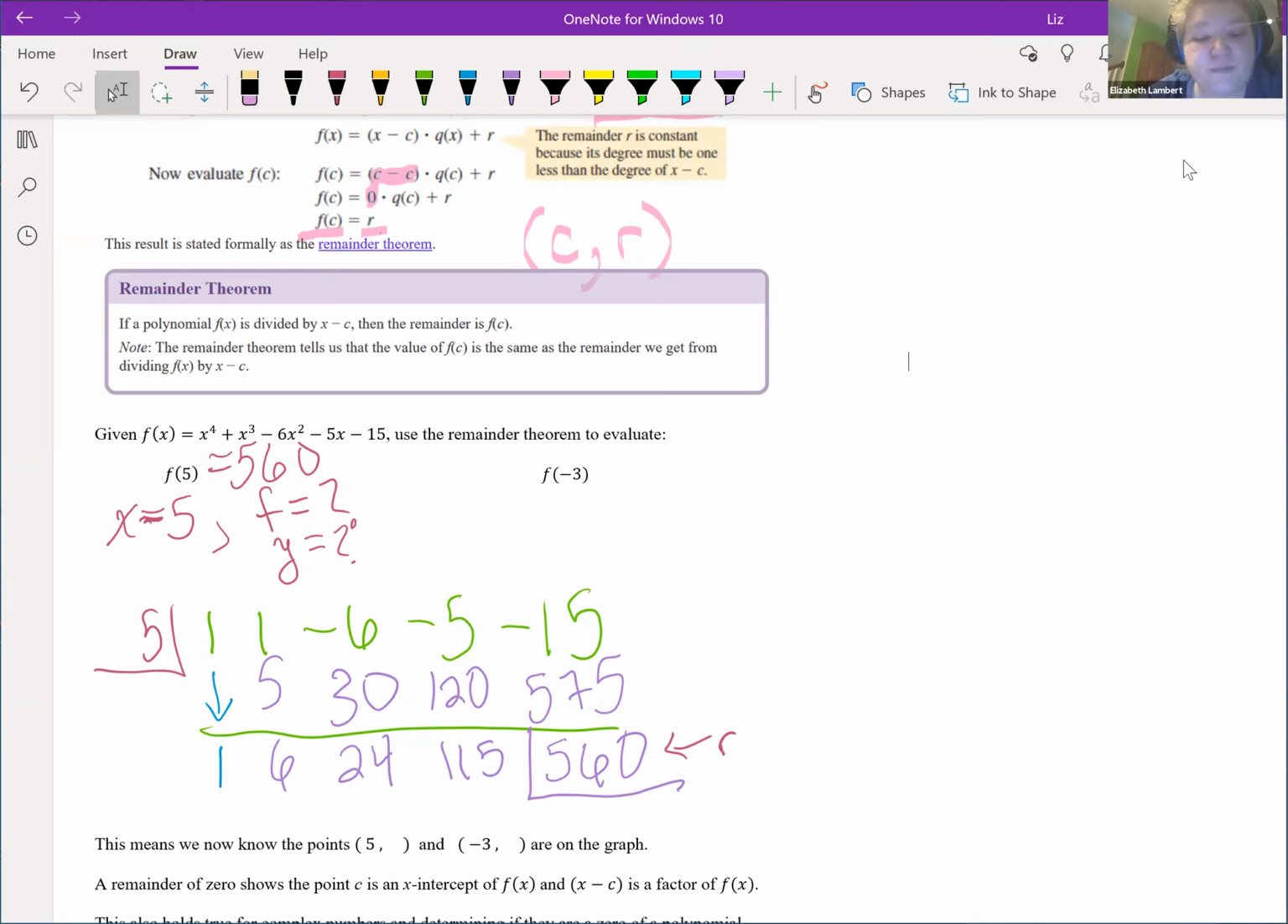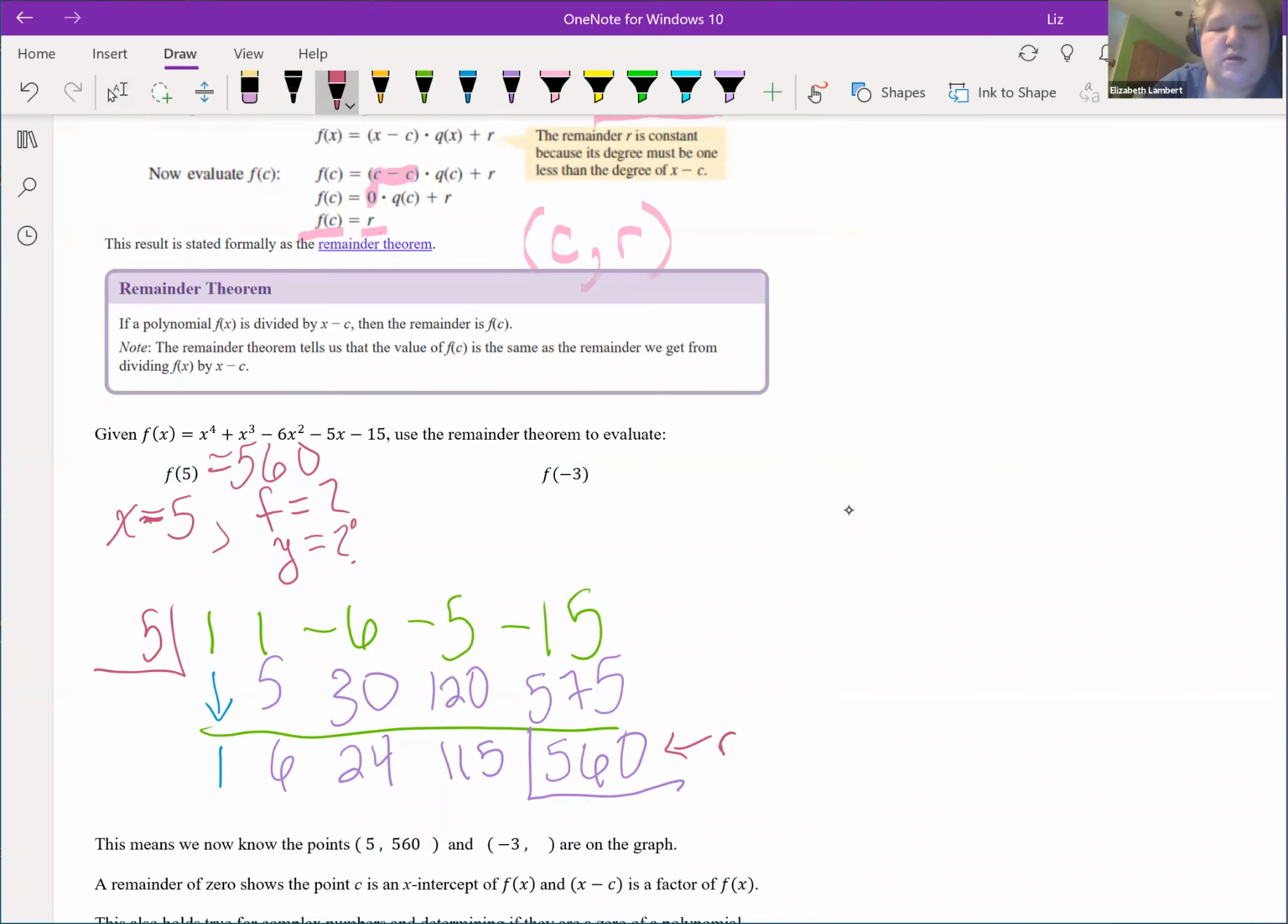There's that. But you would very quickly see 560 is the function value. That means 5, 560 is the ordered pair here. So I'm going to type that in because 560 is huge. So we'd go over 5 on the X and then way up to 560. That's a very high number. All right, now same song, second verse with -3.